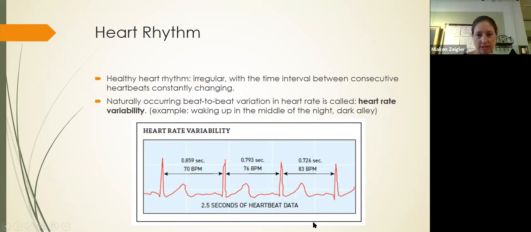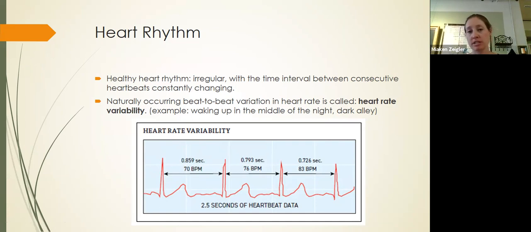So here is an EKG. This is the heartbeats. And when you look at those heartbeats, you can see 0.859 seconds, 0.793 seconds, 0.72 seconds, right? So these are really teeny tiny moments in time, and yet that variability impacts the overall health and well-being of a body.